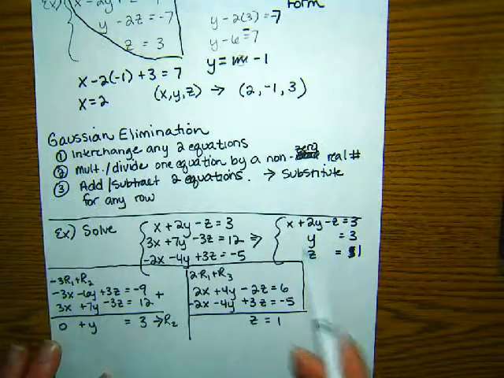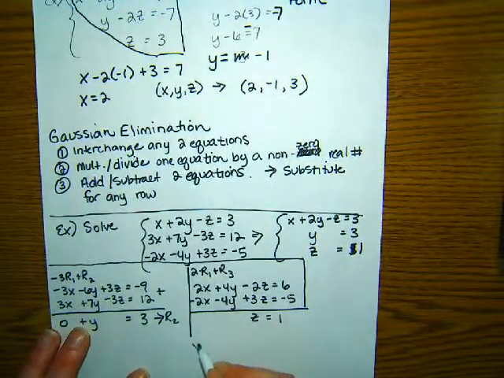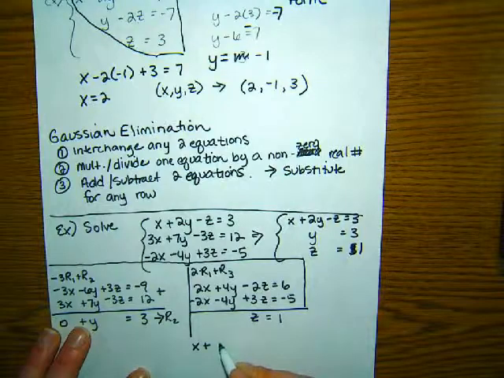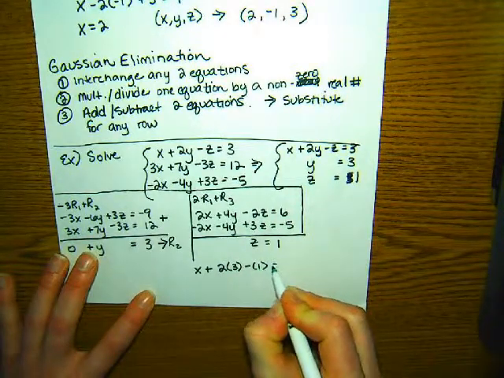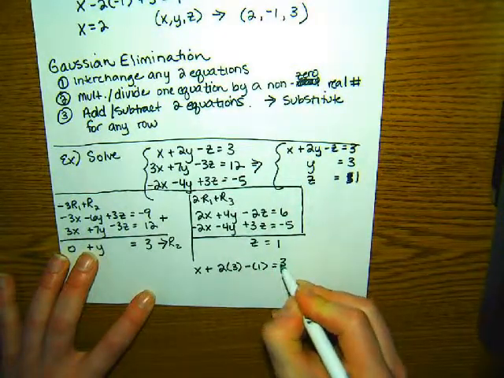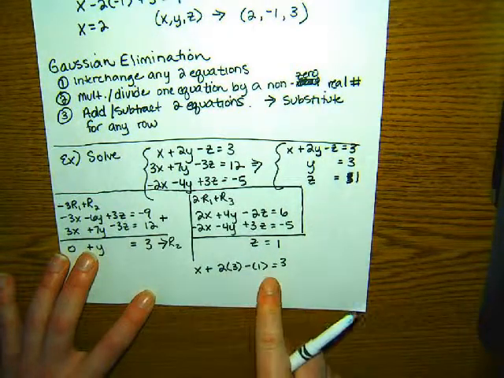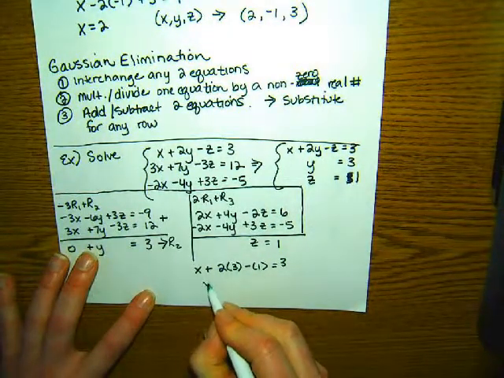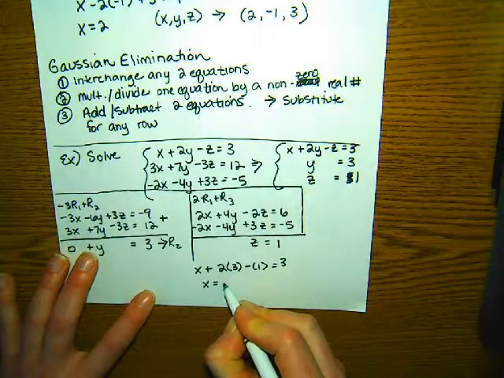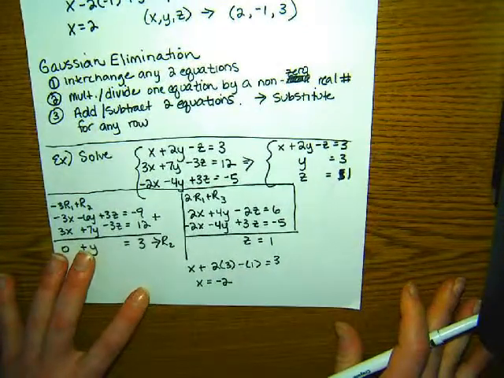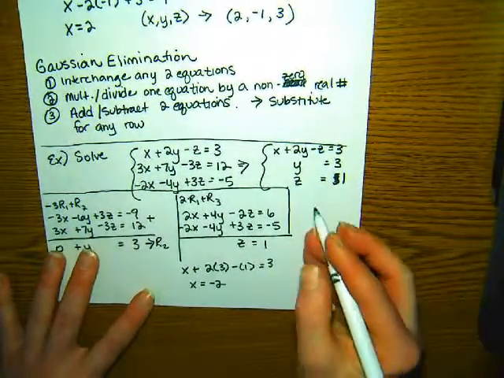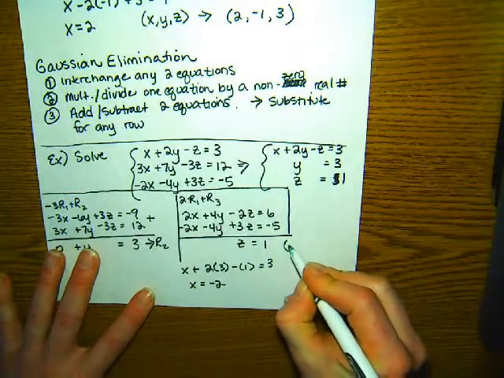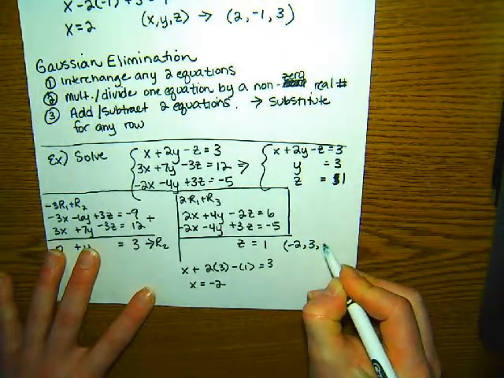Let's go back and find x. x plus 2 times 3 minus 1 equals 3. So I'm rewriting that top row. 6 minus 1 is 5, right? So x equals negative 2. So this would be the solution.